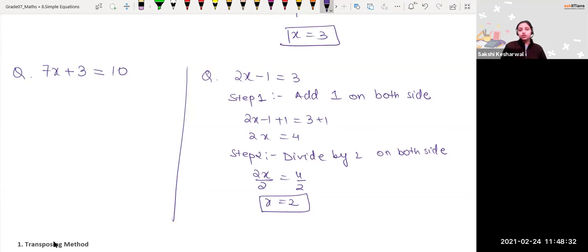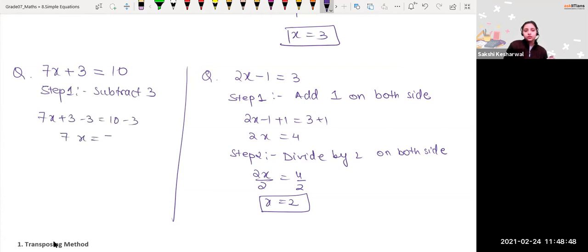So you just transpose this to this side. Step one is subtract 3 on both sides, right? So beta, 7x plus 3 minus 3 is equal to 10 minus 3. So 7x is equal to 7, right?